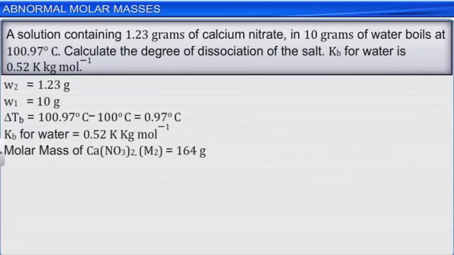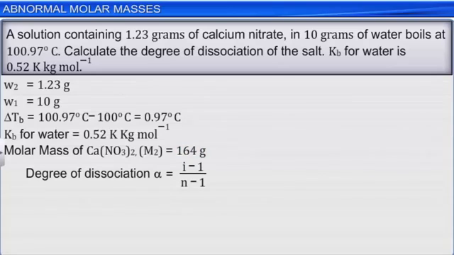The first step is to list the given variables. W2 is equal to 1.23 grams. W1 is equal to 10 grams. Delta Tb is equal to 100.97 degrees centigrade minus 100 degrees centigrade, which is equal to 0.97 degrees centigrade. Kb for water is 0.52 Kelvin kilogram per mole. Molar mass of calcium nitrate, M2, is equal to 164 grams per mole. The degree of dissociation needs to be calculated.